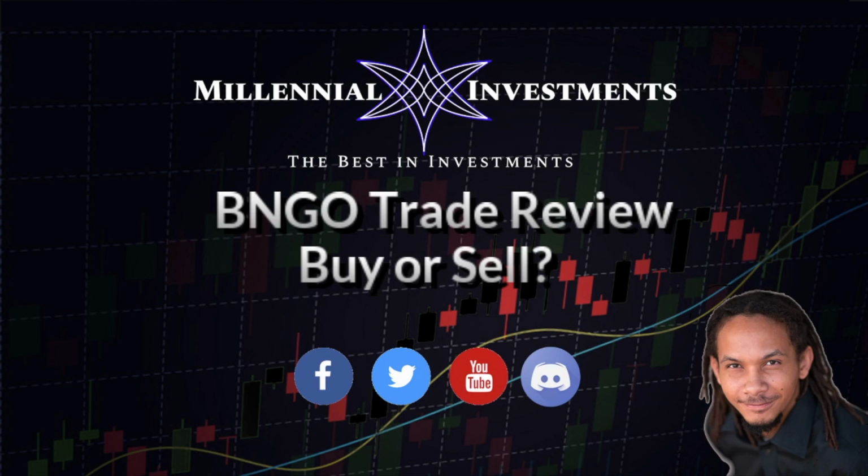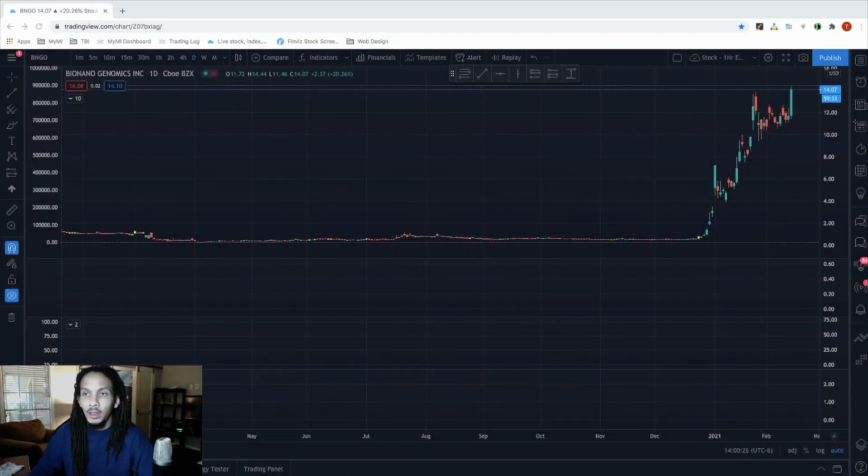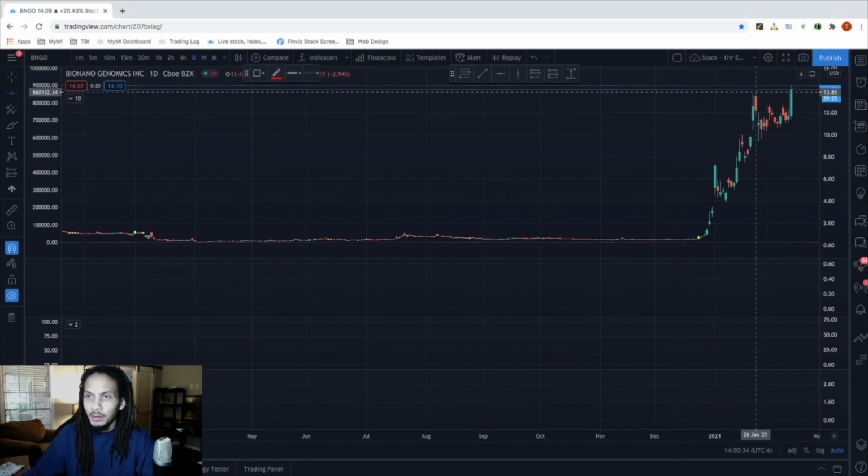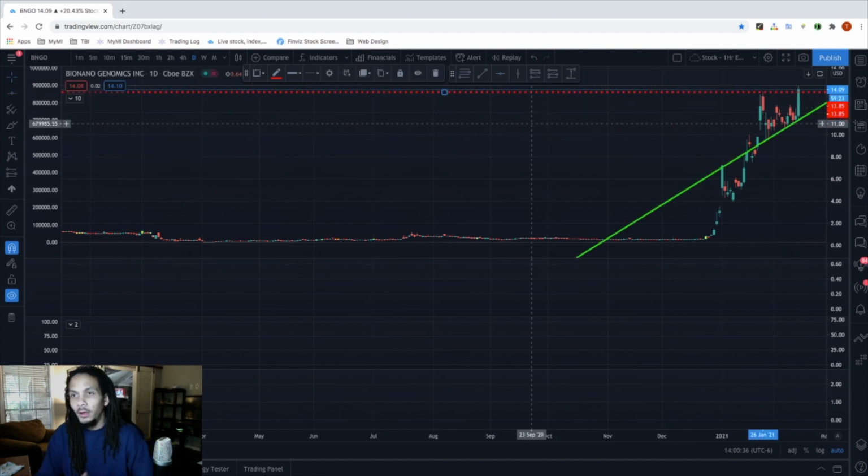This trade has currently topped out at 14.07 today. It did bounce above that throughout our trading session, but has since then fallen back. This is our current trend analysis on it.